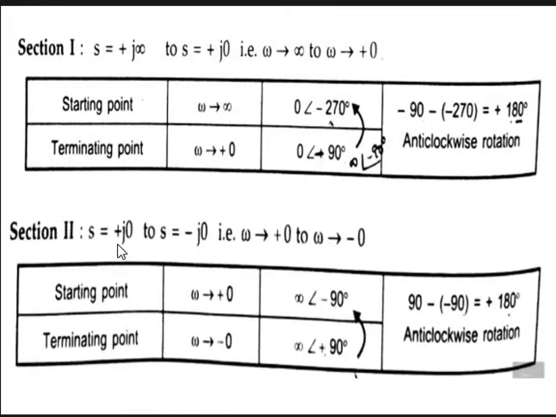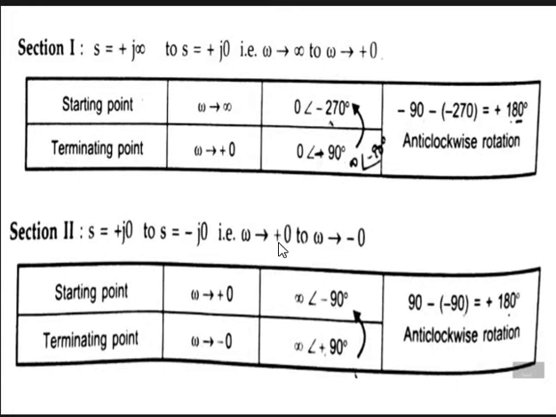Section 2 polar plot. The starting point is j0 plus, and the ending point is minus j0. So the starting frequency is plus 0 and the ending frequency is minus 0. Substituting plus 0 in magnitude and phase, we get magnitude as infinity and phase as minus 90 degrees. Substituting omega equal to minus 0, the magnitude is infinity, the same, but the angle is plus 90 degrees. So the angle of rotation is plus 90 degrees minus of minus 90, that is equal to plus 180 degrees. So this is section 2 polar, with starting and ending points and the polar graph.